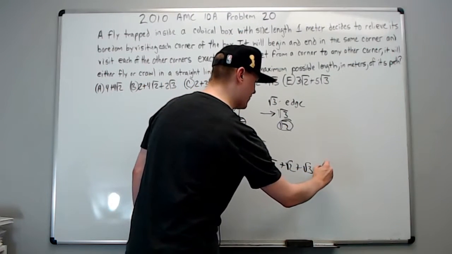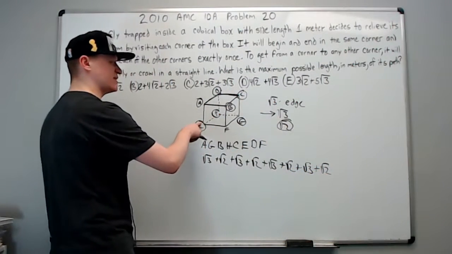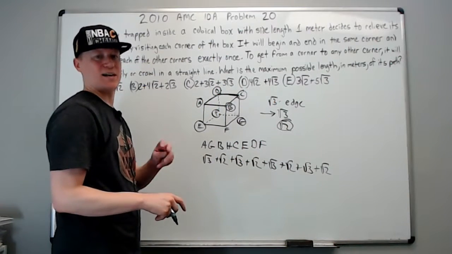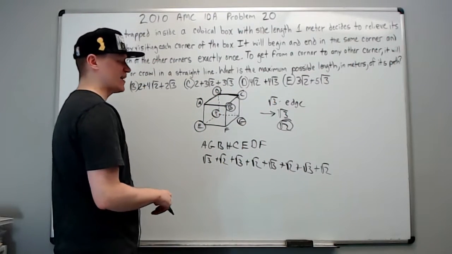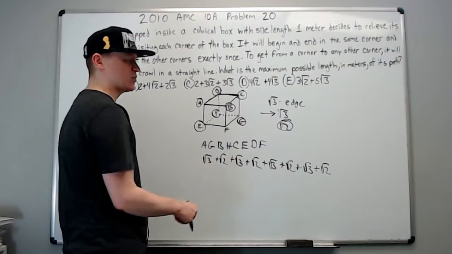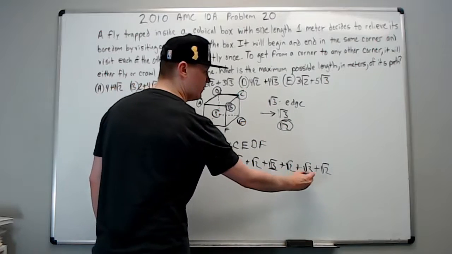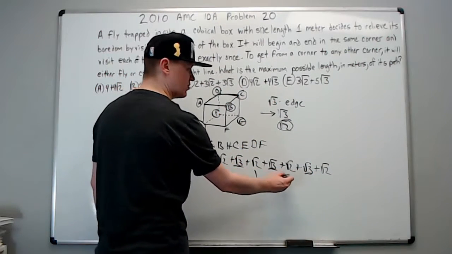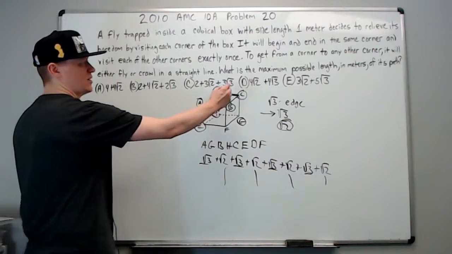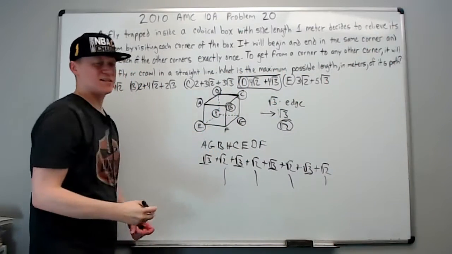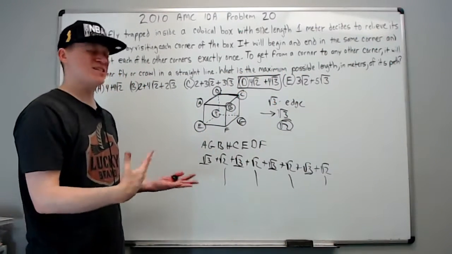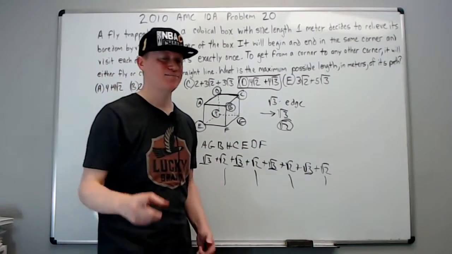If you think about it, we have traveled the space diagonal all 4 times, which is the most that you can travel it. That means the most any other length can be is root 2. We can be very sure this is the maximum length. 1, 2, 3, 4 root 3s, 1, 2, 3, 4 root 2s. That's going to make it 4 root 2 plus 4 root 3. Not that bad if we just get started and apply a little bit of logic. See you in the next video.